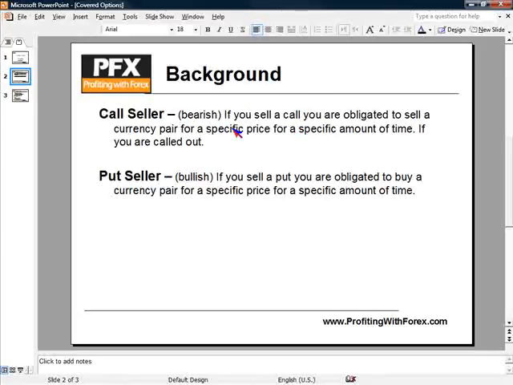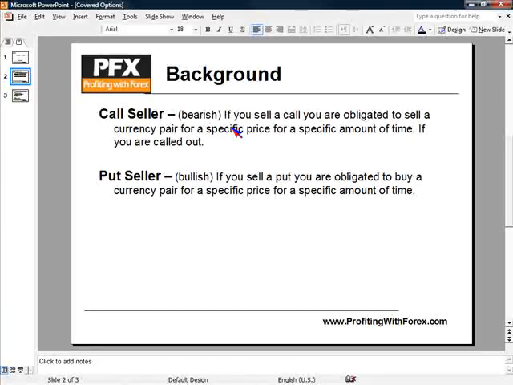So what's great about that is that option sellers get paid a premium to be willing to make that commitment. And that premium can be quite juicy, actually. And I'm going to go through some very specific examples here in just a minute.